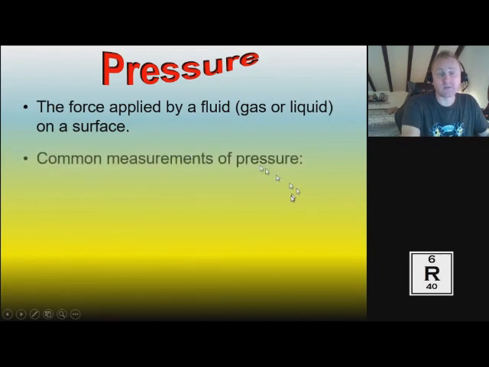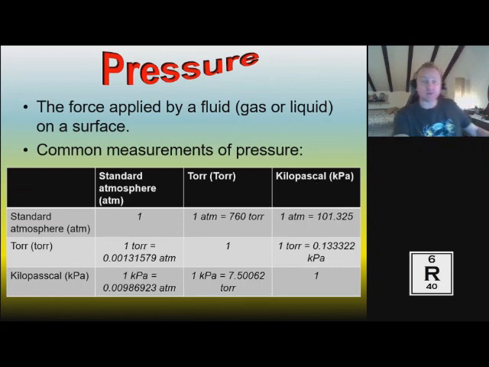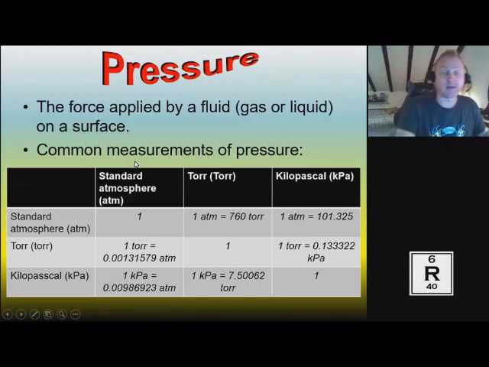Now, I want you to be familiar with some measurements that we'll be using with fluids, and those common measurements are atmospheres, torr, and kilopascals. There are other measurements for pressure, but these are the ones that we will be using most in my class. On the final exam, which is cumulative, I will give you these keys, but for this test, I'd like you to familiarize yourself with being able to convert from any one of these back and forth.